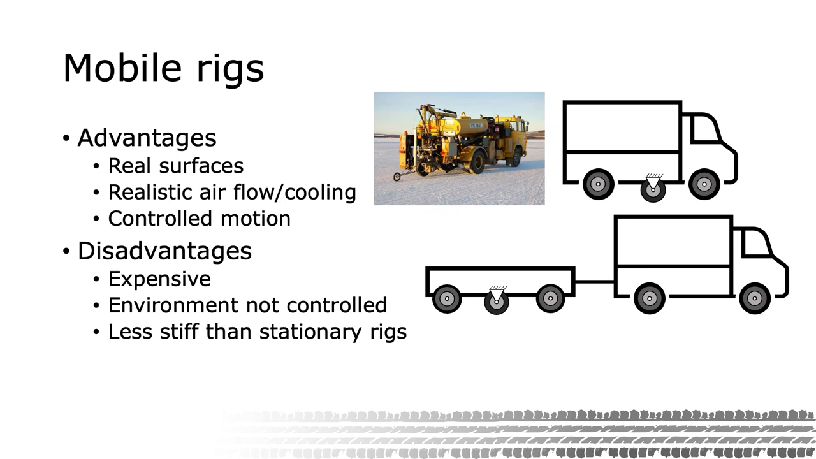The measurements are most often done outdoors, and hence the control of the environmental condition is lost. They are less stiff compared to stationary rigs, implying less accuracy and more noise and unwanted phenomena in the measurements.